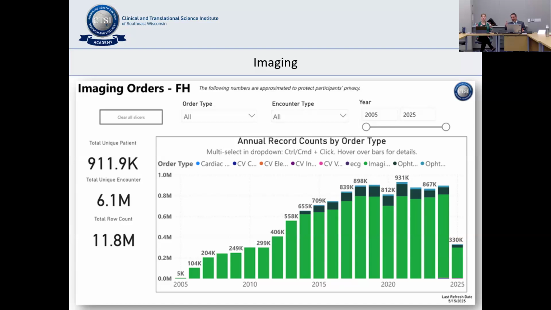Beware, this snapshot was done earlier this year. That's why it's only showing 330,000. It should be much higher than that. And if you went to the live dashboard, it would probably show that.